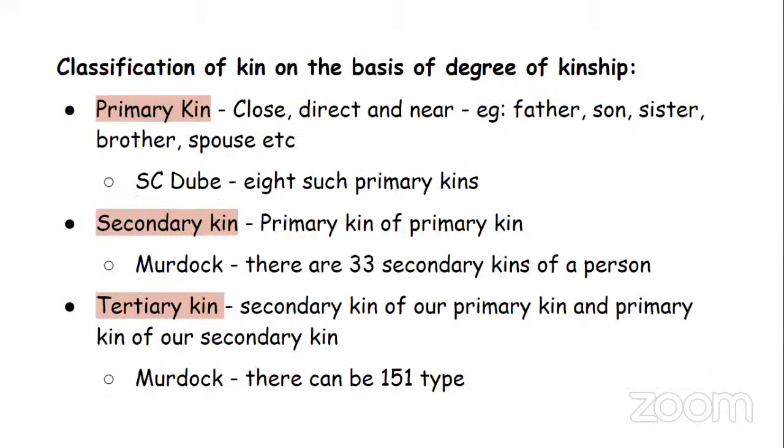Then we can also classify kins based on its degree of kinship. Based on the degree of kinship, we can classify kins into three: primary kin, secondary kin, and tertiary kin. Primary kin means our close, direct, and near kinship relations, like father, son, sister, brother, spouse. That kind of close, direct, and near kinship is known as primary kin.